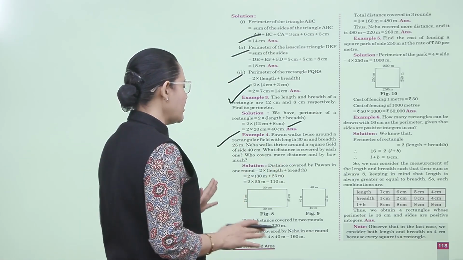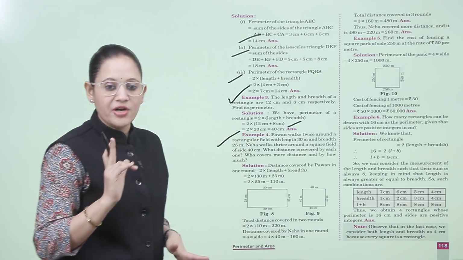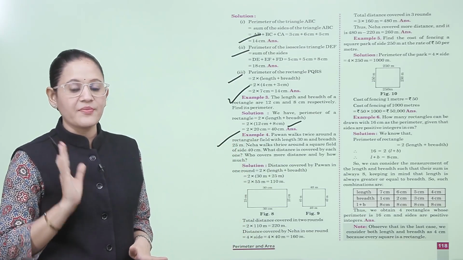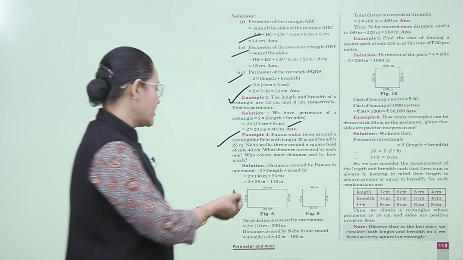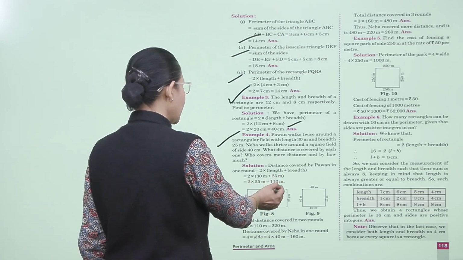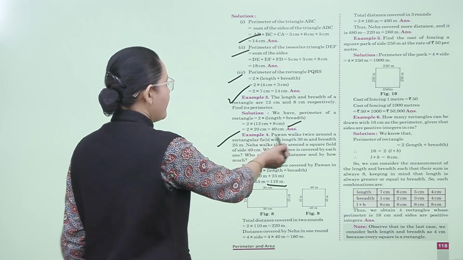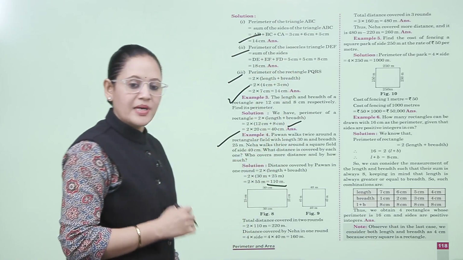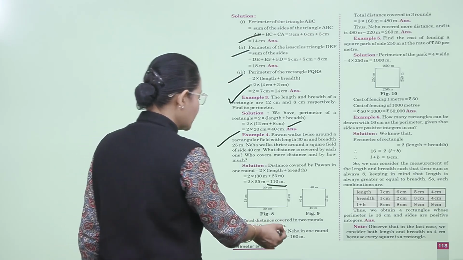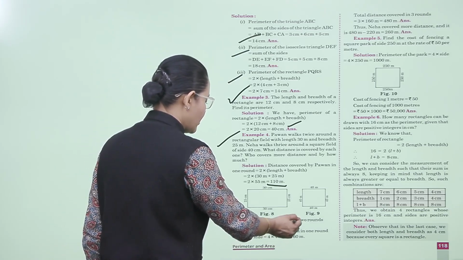The distance covered by Pawan in one round equals the perimeter of the given figure, 2 into L plus B. Clear? That is 110 meter. Now Pawan walked twice, 2 times, so we will multiply it by 2. So the total distance covered by Pawan is 220 meter.